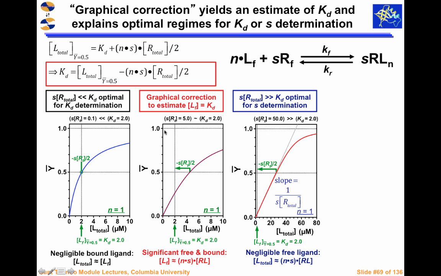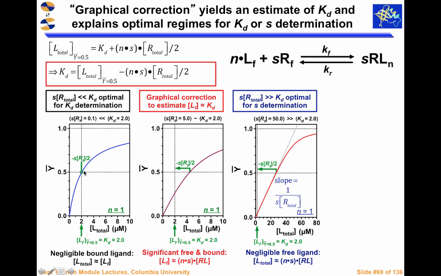We come now down to this regime that we looked at earlier, where the free ligand is about equal to the KD. In this regime, the graphical correction works. We should be able to get a decent estimate of KD. If we have uncertainty about stoichiometry or cooperativity, this measurement may be a bit uncertain, but we should still get some information about KD, and especially if n is equal to 1 and the stoichiometry is reasonably close to 1, we're still going to get a pretty good KD estimate.